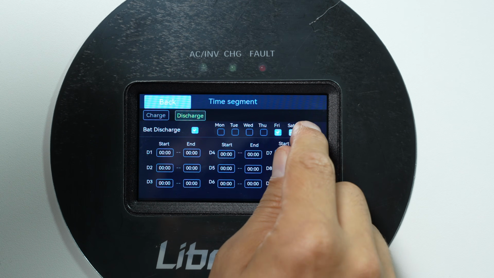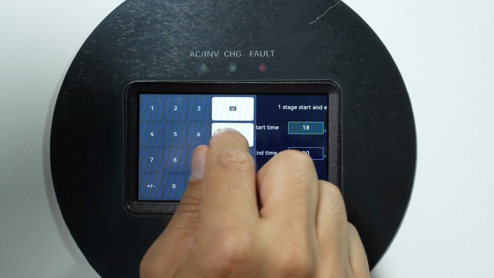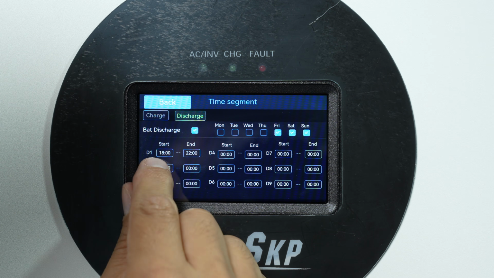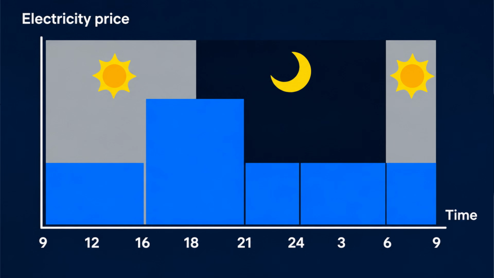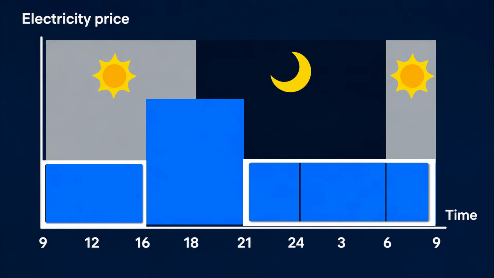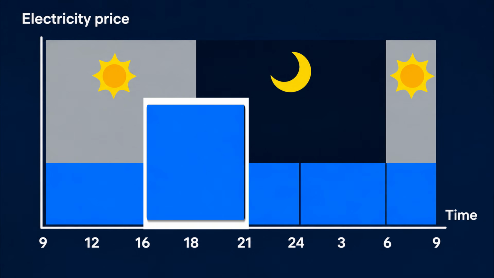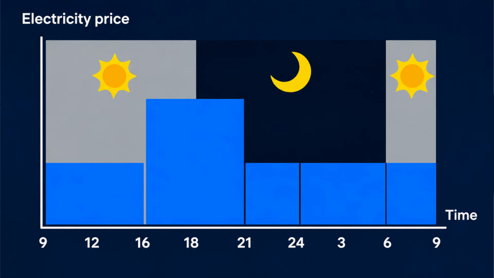Setting up the discharge schedule works the same way. Choose the days, set the start and end times, and the inverter will follow the schedule automatically. If your utility uses time of use rates, you can schedule charging during off-peak hours and use the battery during peak hours to reduce how much grid power you use when electricity is more expensive.